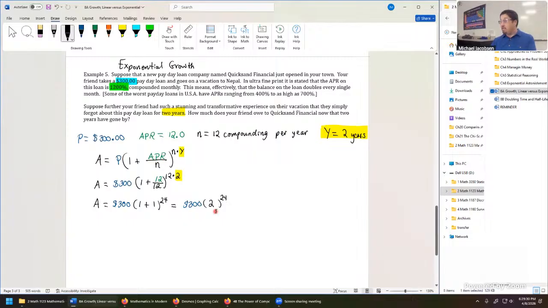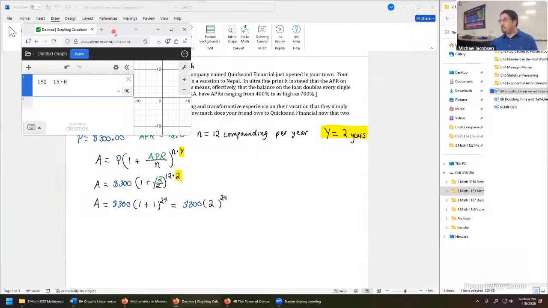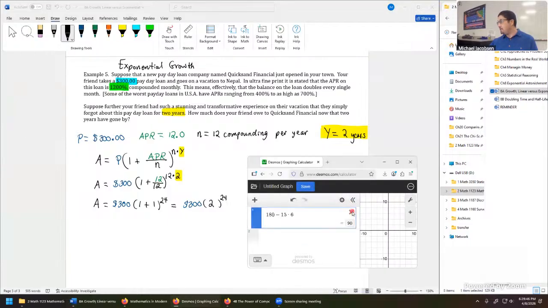So here's the setup so far. Any questions at all, folks, before we dump it into a calculator? Okay, so here's the amount now owed after forgetting about the payday loan for just 2 years.